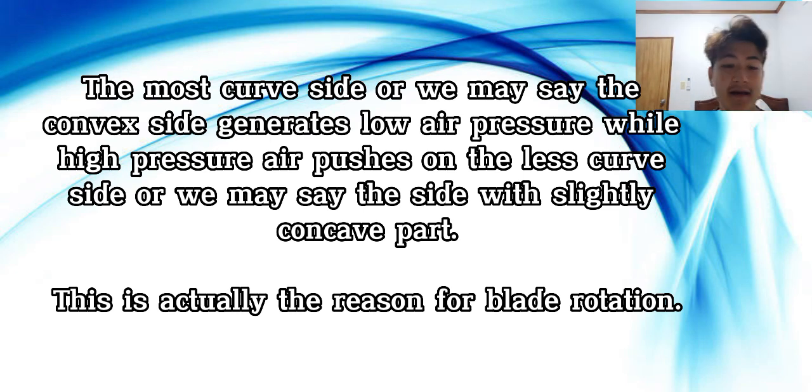So, ang nakakurbang bahagi daw ay bumubuo ng mababang pressure ng hangin, habang ang mataas na pressure ng hangin ay tumutulak sa less curved na bahagi. So, ito ang dahilan ng pag-ikot ng blades.